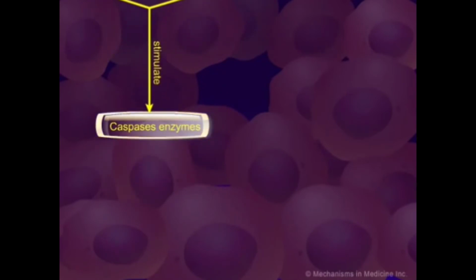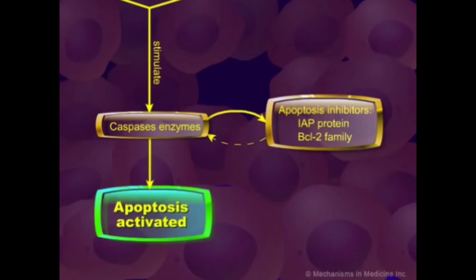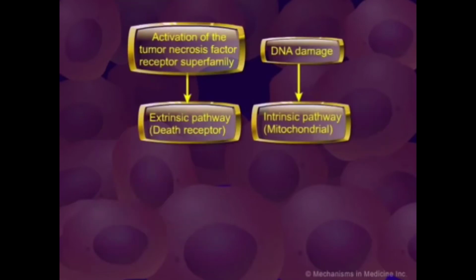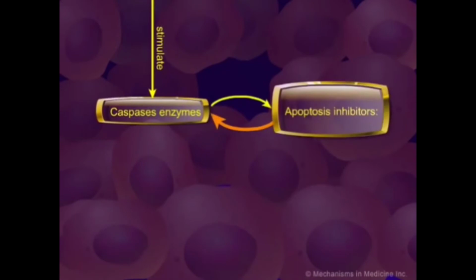The caspases interact with inhibitors of apoptosis proteins, or IAP, and the BCL2 family of proteins, which individually have either pro- and anti-apoptotic properties. In some malignant cells, there is resistance to apoptosis due to overexpression of anti-apoptotic proteins.